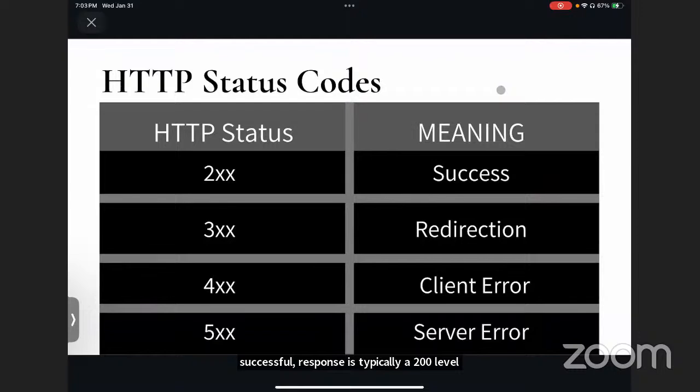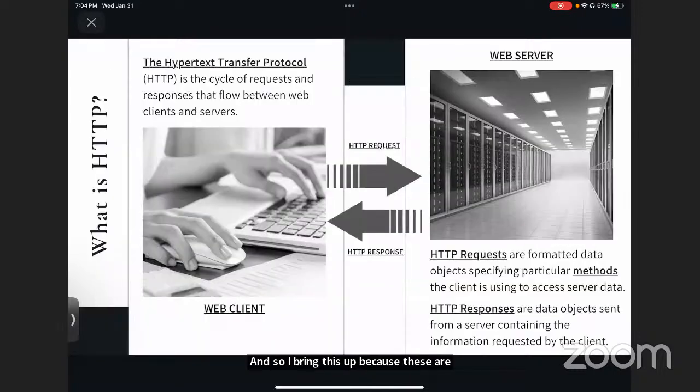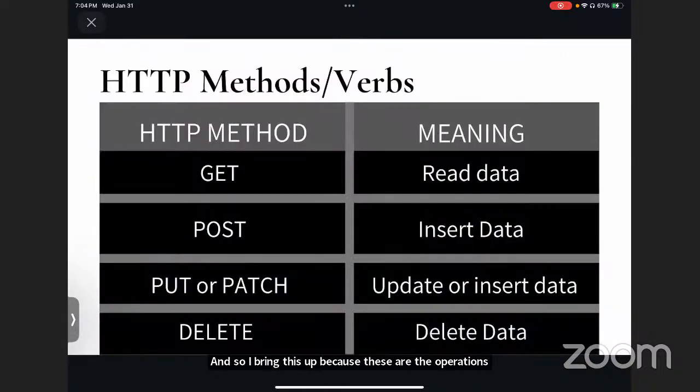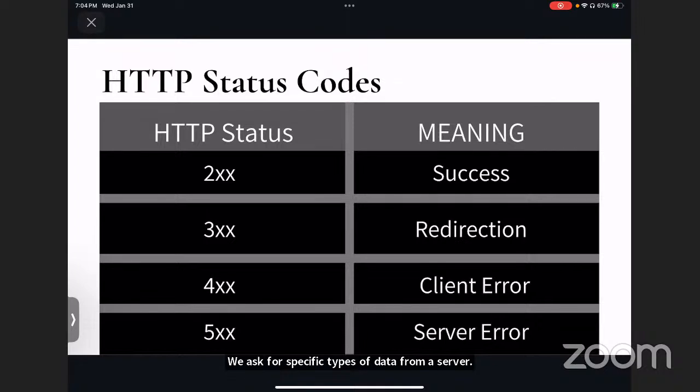And so I bring this up because these are the operations that happen in this cycle of request and response, right? We ask for specific types of data from a server. The server gives us specific data and a status to go along with it to let us know if it was successful or not. And these processes make up our experience sending and transmitting data on the web.